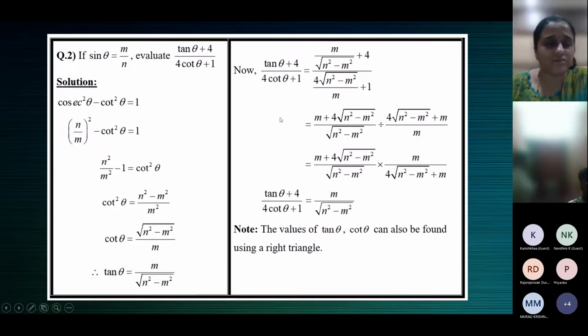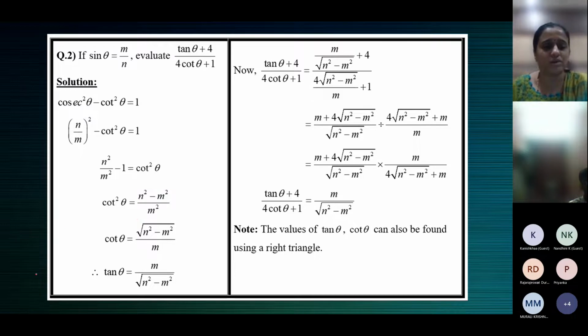Yeah. So on solving this, n square by m square minus 1 is equal to cot square theta. Take the LCM: cot square theta is equal to n square minus m square over m square, with m square as the common denominator. So this is cot square theta. What is cot theta? Cot theta will be equal to the square root of this. What is the square root of the numerator? The square root of n square minus m square. And the square root of the denominator is m.